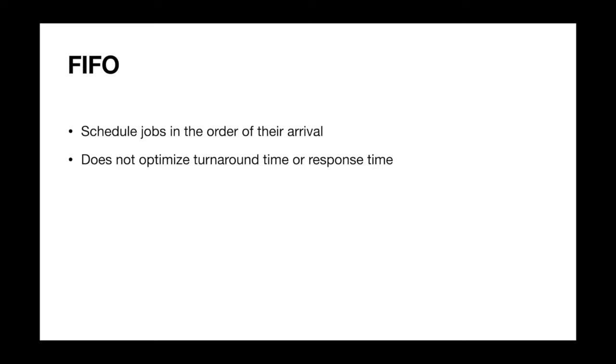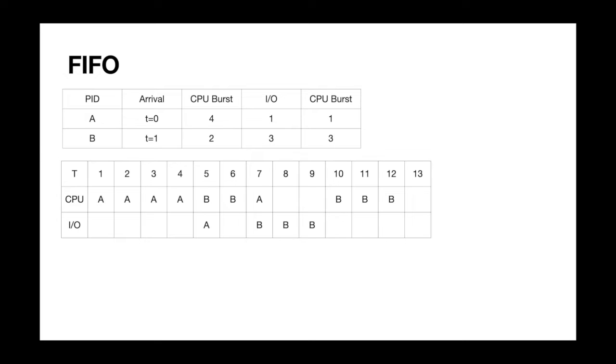Now let's look at our first scheduling policy example, first in, first out policy, or sometimes first come, first serve policy. It is the simplest scheduling policy you could ever imagine. You just schedule the jobs in the order of their arrival, and it does not optimize either turnaround time or response time. Now let's look at a specific example of first in, first out policy.